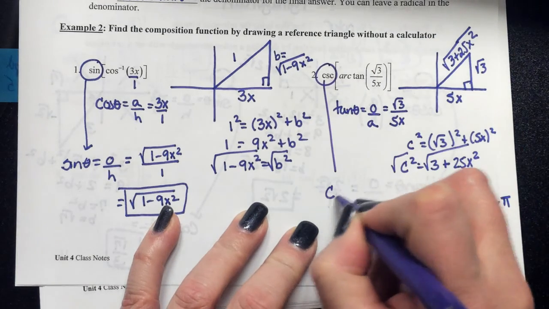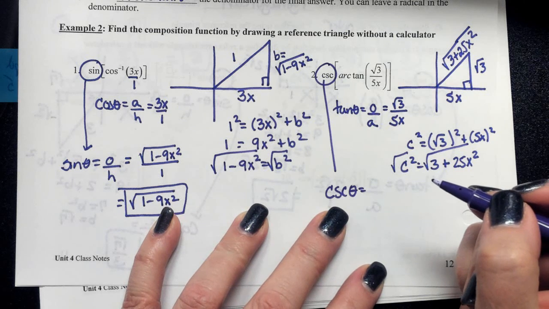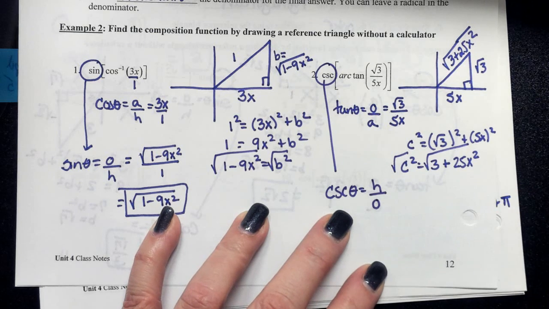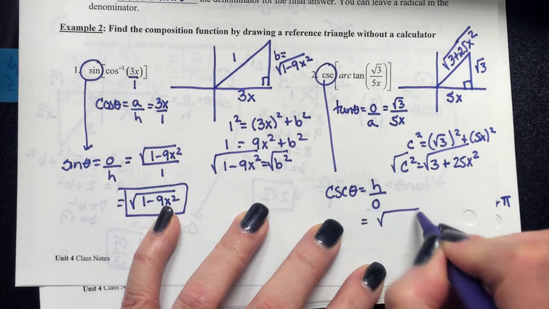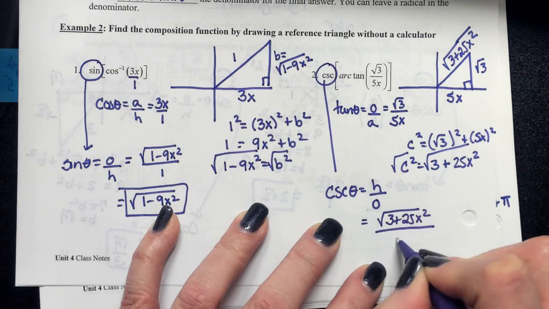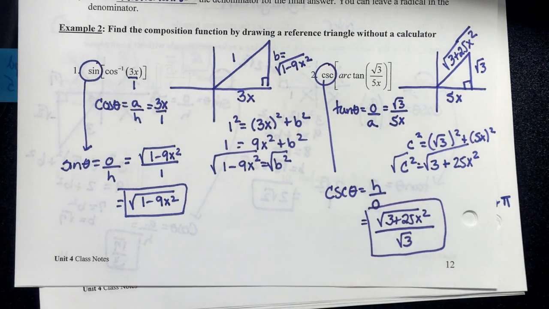So cosecant. Cosecant's reciprocal of what? Sine. So I know sine is opposite over hypotenuse. Cosecant is the hypotenuse over the opposite. So the hypotenuse is that ugly radical square root of 3 plus 25x squared all over the opposite side of square root 3. And remember, like I said, you don't have to worry about rationalizing the denominator, so you can leave it alone. Okay? So any questions on that one? So any questions, guys, like I said, on the composition?